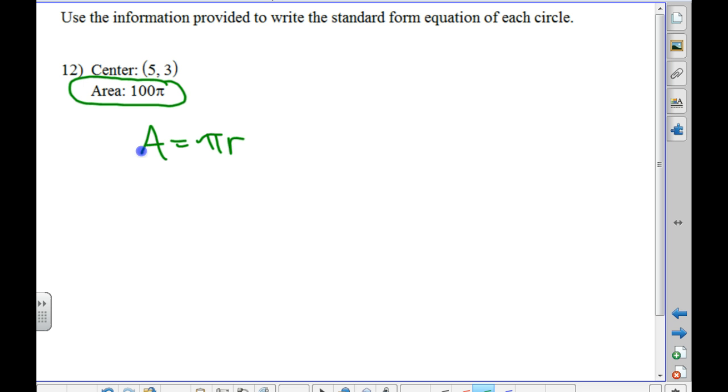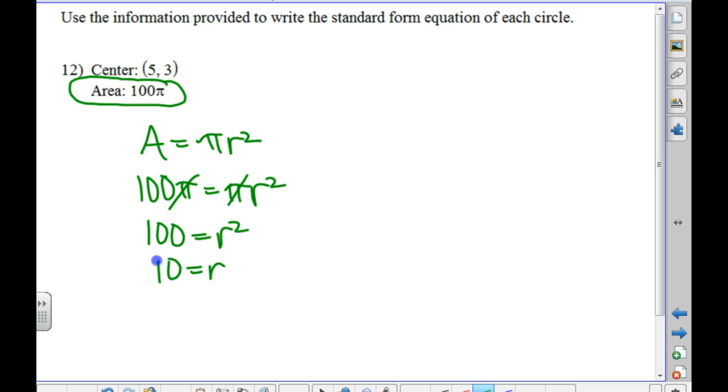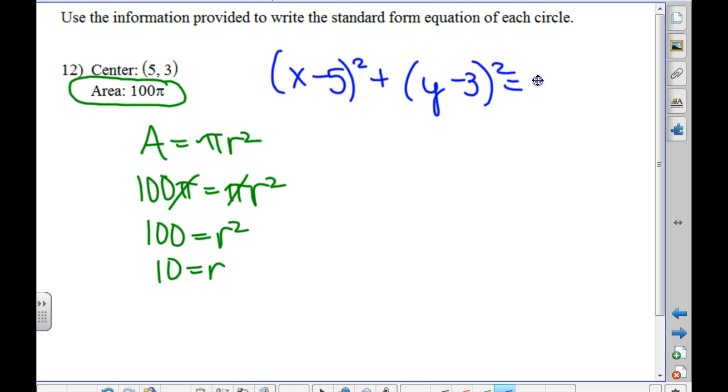Area is pi r squared. So if we have 100 pi equal to pi times the radius squared, that's telling us what? R squared is 100, the radius is 10. You really don't need to know that. They like to take those kind of questions and now ask you to find the circumference or something. We'll put 10 on there. But if we were actually writing an equation, we would now do x minus 5 squared plus y minus 3 squared equals what? 100. Yes, 100.